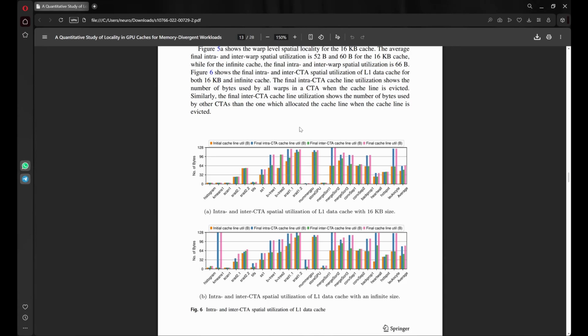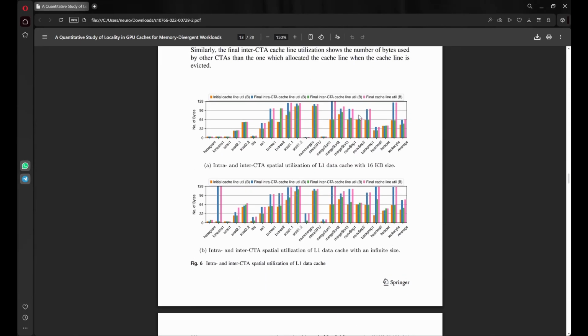And there's also the final inter CTA cache line utilization. So for the same SM, are there threads in a different CTA that are using the data in the L1 cache that was brought in for a thread that wasn't in that CTA at all?